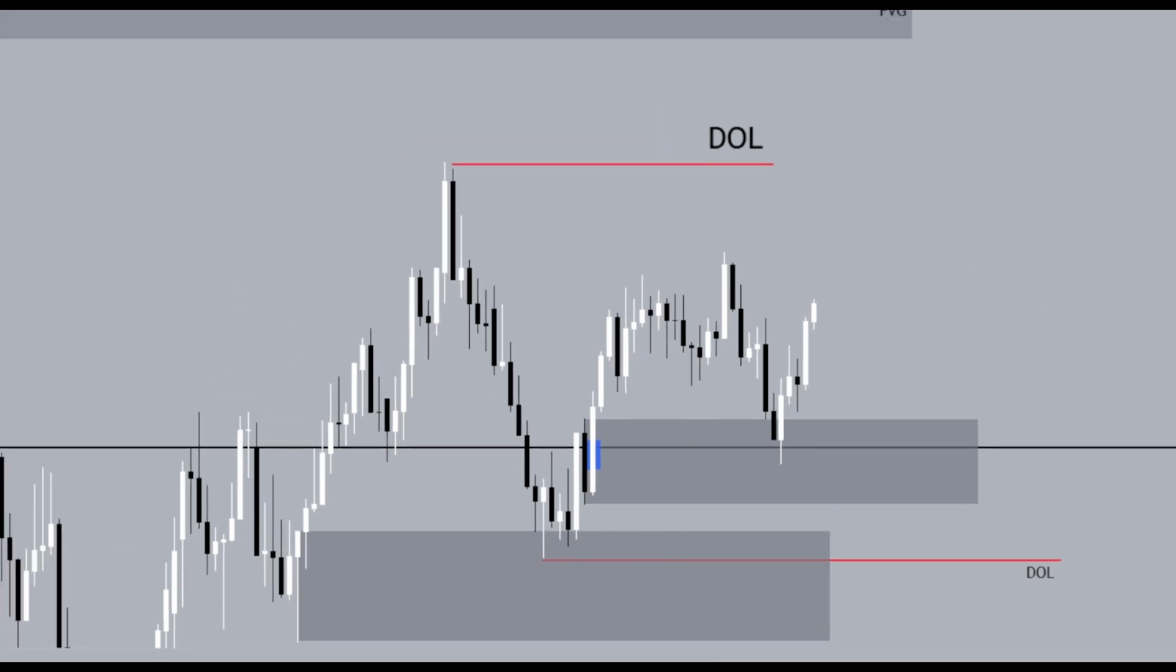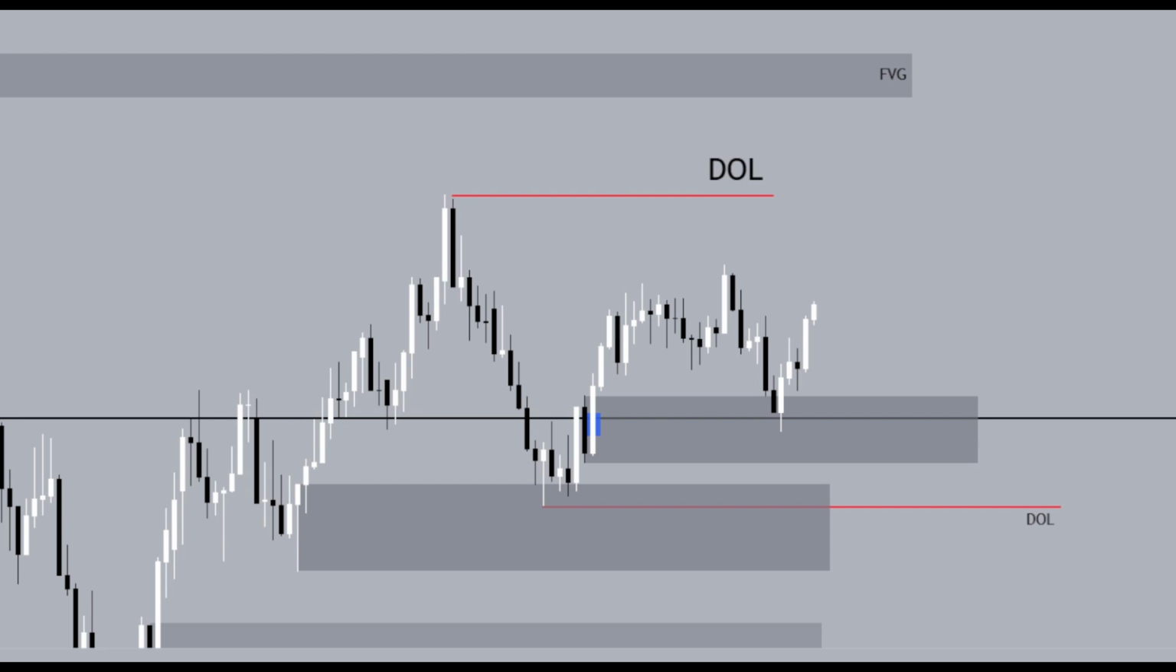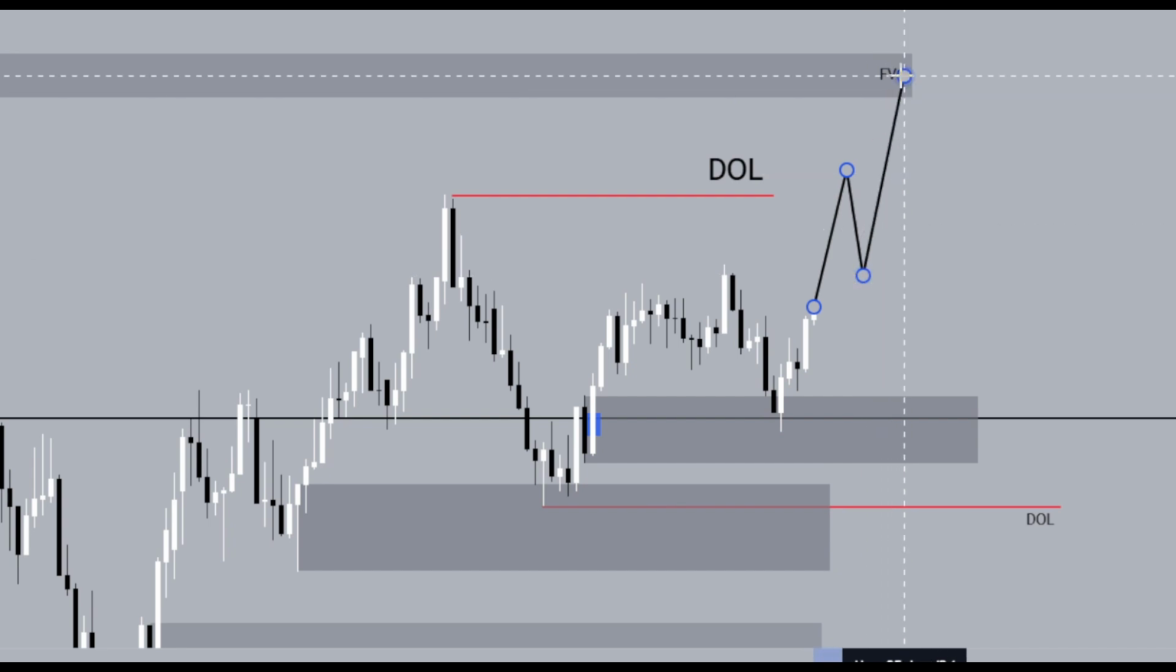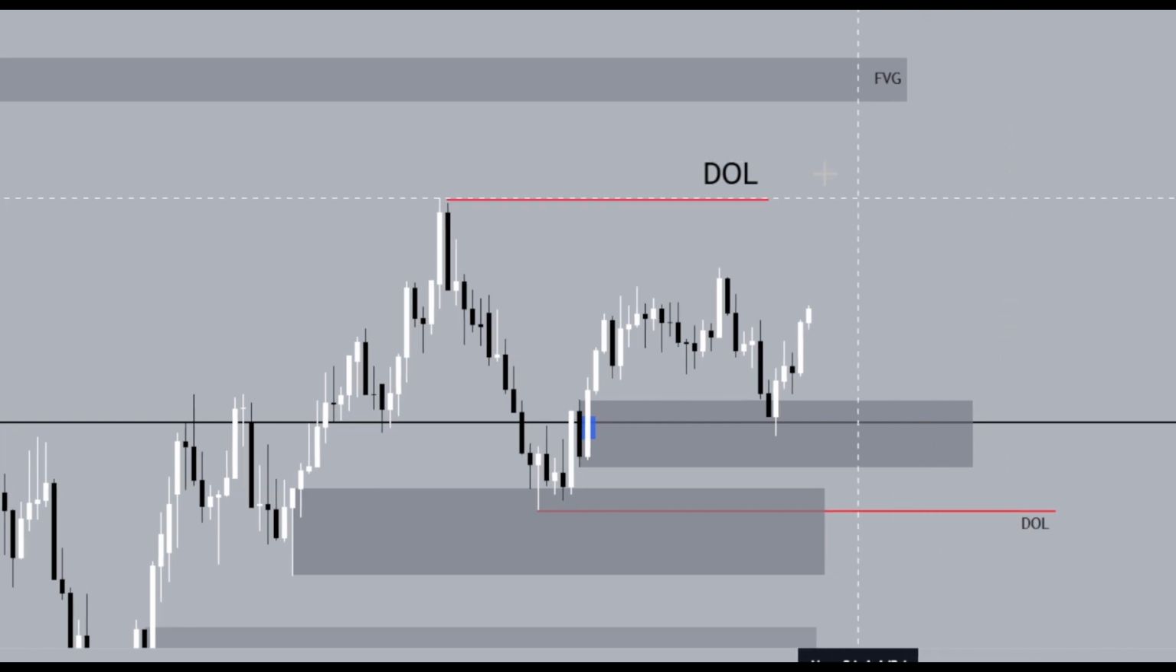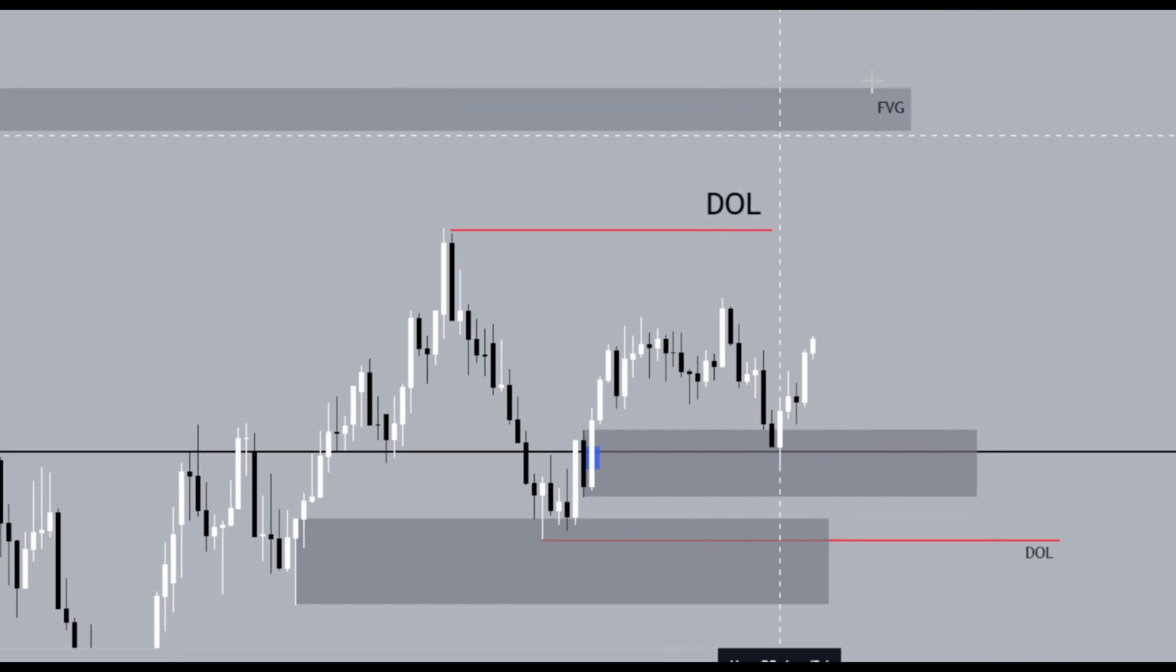So the overall perspective I have for GBP/USD is quite simple. I do expect this weekly draw on liquidity to be targeted, and eventually we should see price come up to this POI over here, this weekly fair value gap. Just like before, like I said, the markets seek liquidity and the markets seek the fair value gap. And we have two of these right here.